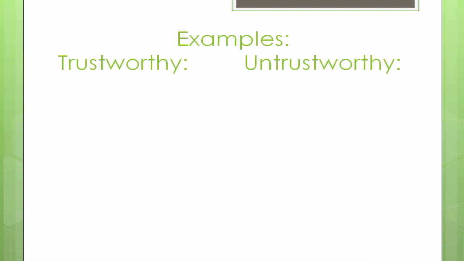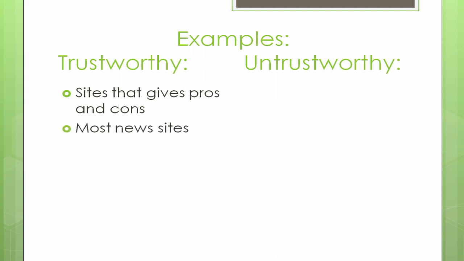So some examples of trustworthy and untrustworthy sites when it comes to bias. We want trustworthy ones that give us the pros and the cons. They give us both sides of the information and let us decide. Most news sites in the free world will give you most information from both sides. Yeah, they might have a slight bias or even lean one way, but for the most part in the free world we have reliable news sites.